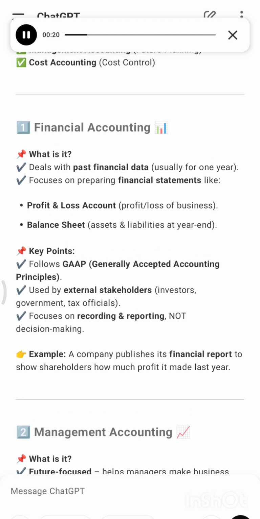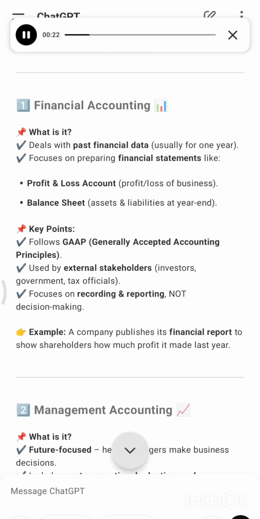1. Financial accounting. What is it? Deals with past financial data, usually for 1 year. Focuses on preparing financial statements like profit and loss account, profit or loss of the business, and balance sheet, assets and liabilities at year-end.